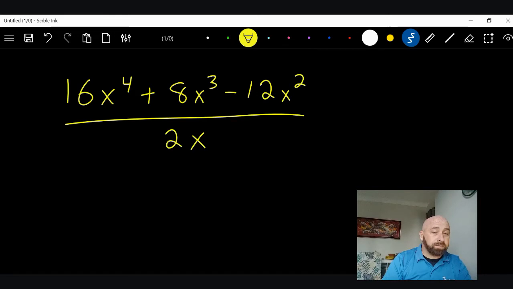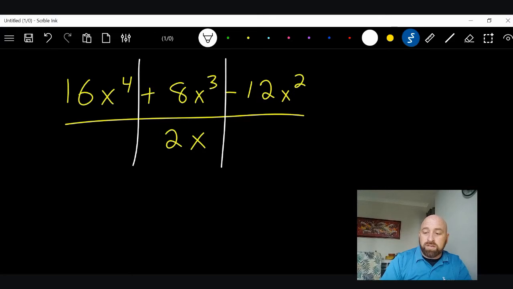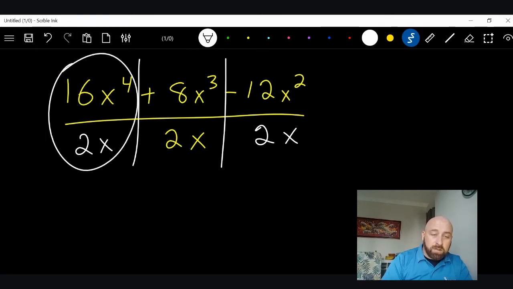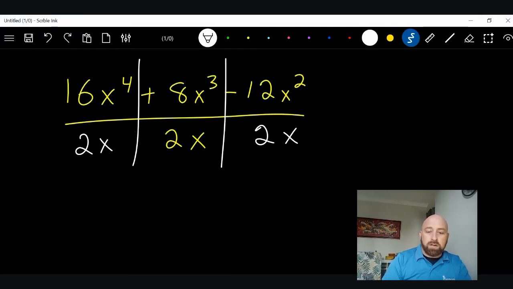Well, if you remember this from last year, from Algebra 1, I said one way that you could do this is divide it up into 3 separate problems. And we're going to put the same denominator under all of those. And so we're going to solve this one, just reducing, and then we'll solve this one, and then we'll solve the last one. So let's go ahead and do the first one.